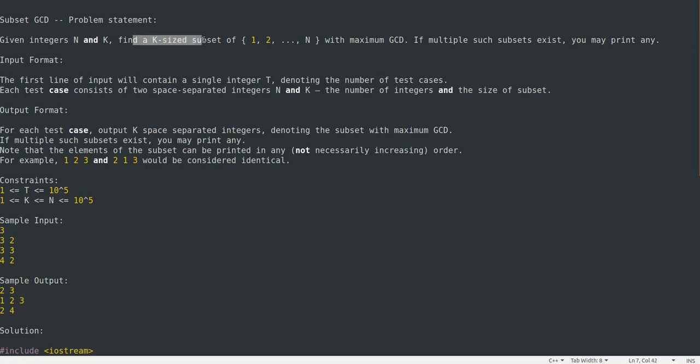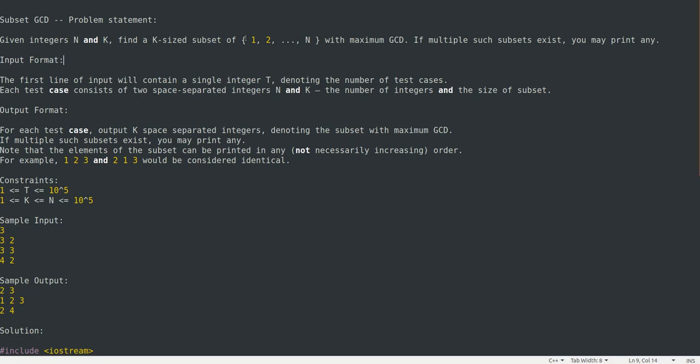So we want to find the k sized subset of the set where the numbers in this set will go from 1 to n, and we want to make sure that this k sized subset has the maximum GCD. They have given that if there are multiple such subsets which exist, then you can print any of them. So I hope that the problem statement is quite clear.